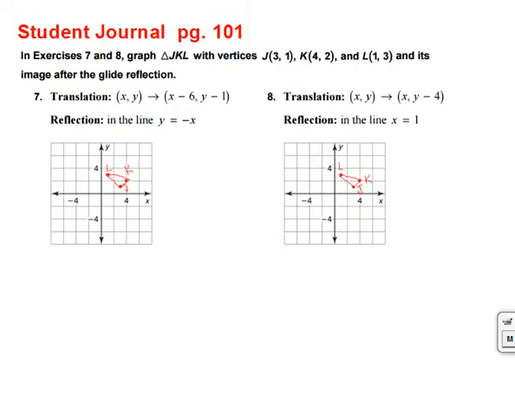Alright, so in your student journal, on page 101, we have these. Once again, I went ahead and drew in triangle JKL just to help make the video a little bit shorter. So feel free to go ahead, pause if you would like, and draw in JKL on both number 7 and number 8.